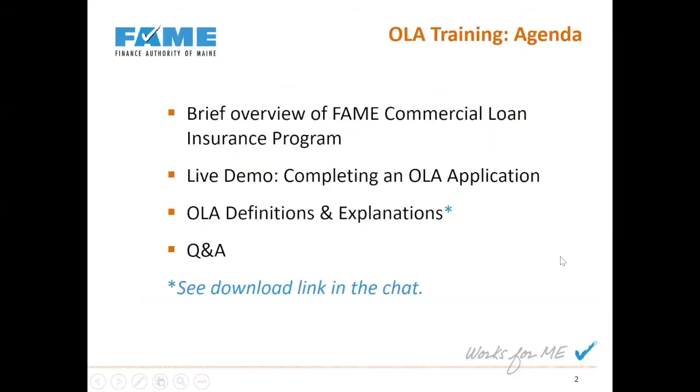So before we get started, I want to go over our agenda for today's training. We're going to first discuss a brief overview of Fame's commercial loan insurance program. And then we're going to get into a step-by-step demo of an OLA application, and we'll provide helpful tips and answer any questions you have about the OLA application process. This application will demonstrate a loan using Fame's new higher loan insurance limit. We are also going to go over an OLA definitions and explanations page. This will give you some insight on our processes on the back end.